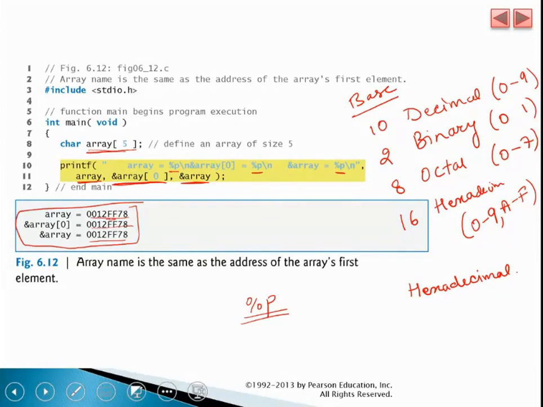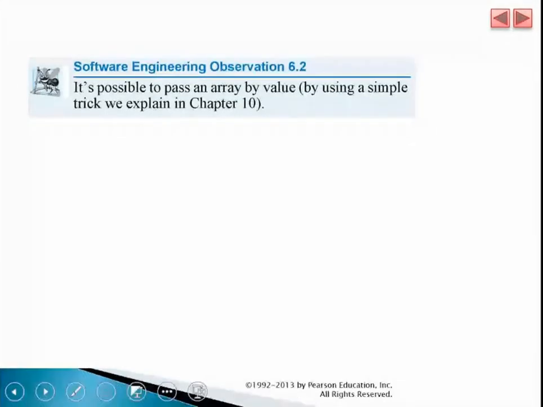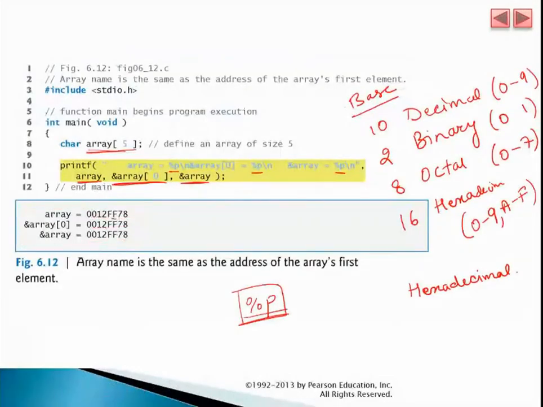Great. So %p is used for printing the address. Whenever you would like to print the address, please use this specifier. Now, this particular statement will show you that whether you write the simple array name, this is also the address of the first location. If you write the address of the first location, it is also the same. If you write the address of the array, it is also the same. So all these three things represent the address of the first location.